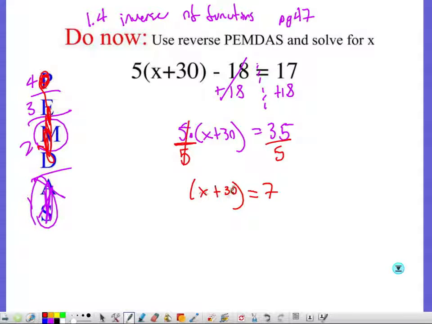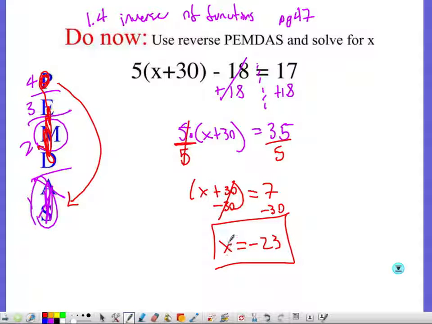Now inside the parentheses, we're lucky here. If we had more than one operation, then we have to start all over at level 1. But since we're just adding 30 here, the inverse is to subtract 30. So 30 minus 30 is 0, so we have x is equal to negative 23. So reverse PEMDAS, I believe, will always give you the correct answer.